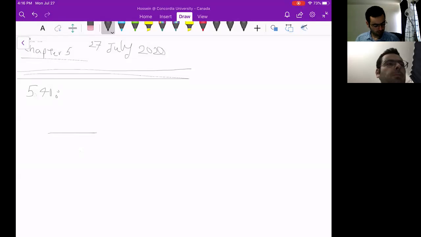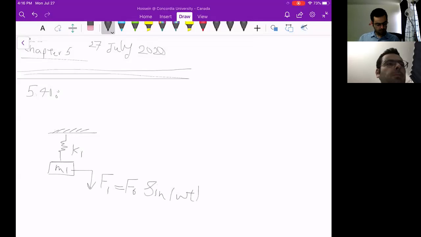Suppose we have a system like this, K1, M1, which is subjected to a force oscillation. F1 is F0 sine of omega t. So there is a response x1, which is equal to x sine of omega t minus phi.